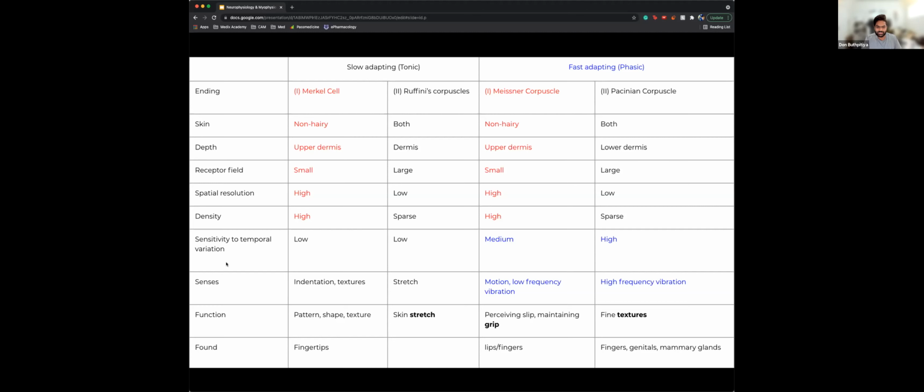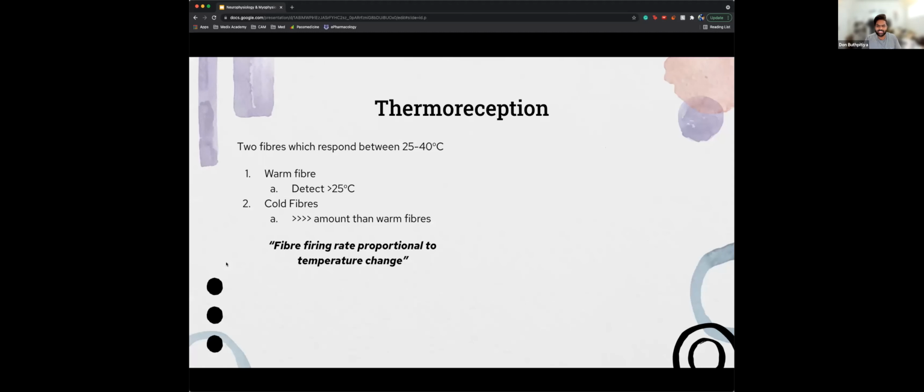Anyways, moving on. Now, with thermoreception, there's really not much to know. It's just the two different fibers we have, and we can sense heat and we can sense cold. So the two fibers we're going to have are warm fibers, which will detect warmth, things over 25 degrees, whereas cold fibers will detect cold temperatures.